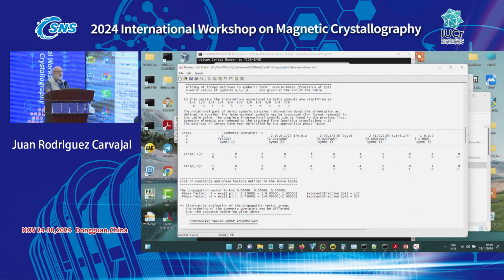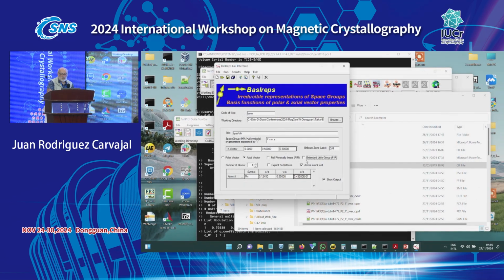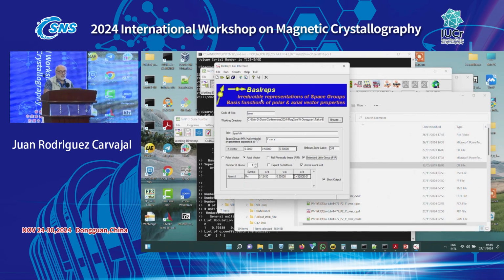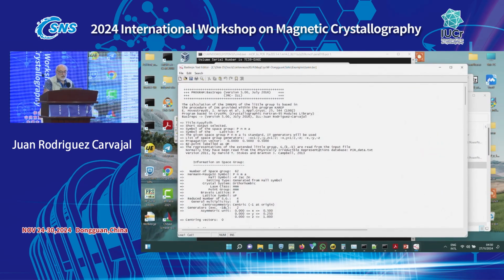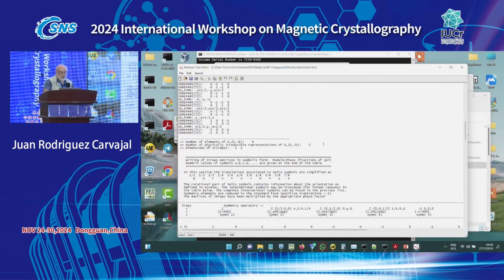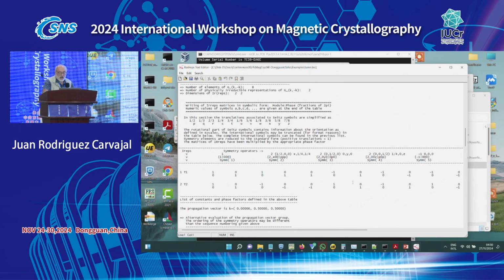Because in BasIreps, when I do the calculation using the Zak method, I don't look for unitary matrices transforming that to a real form. This has been done by the people of isotropy, and then we can use the isotropy case. And then you put here extended or fully irreducible representation. It doesn't matter, it's the same here. You run it, and you come back here, and you see now the representations are all real.